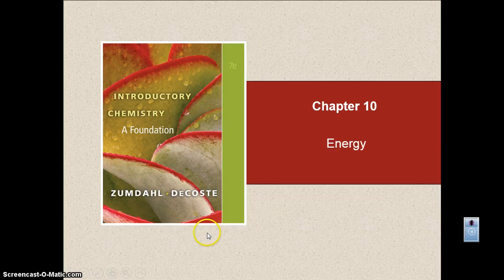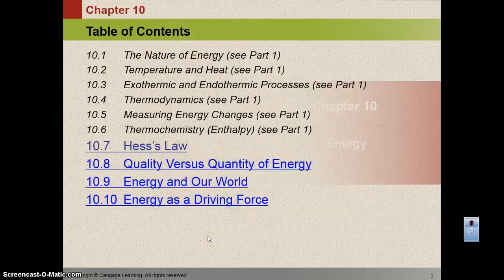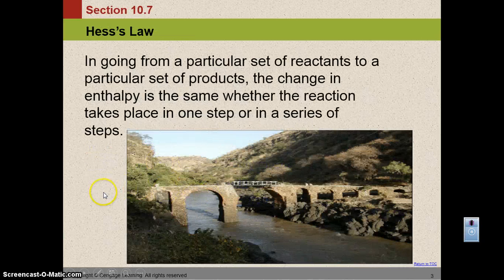Today we're going to start Chapter 10's second part, which is going to start with Hess's Law in Section 10.7. So I want to give you kind of a practical thought through what Hess's Law is all about. Hess's Law says that if I go from a particular set of reactants to a particular set of products, the change in enthalpy is the same whether the reaction is in one step or in a series of steps.